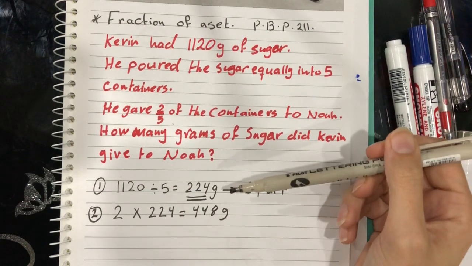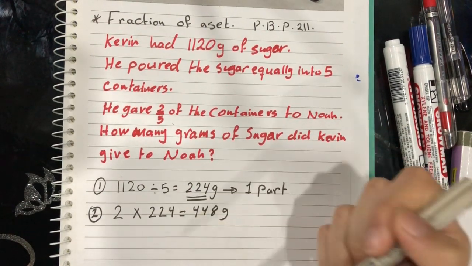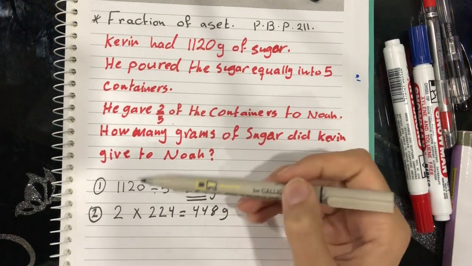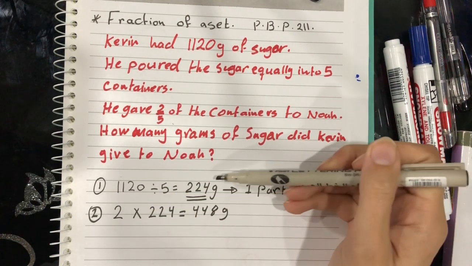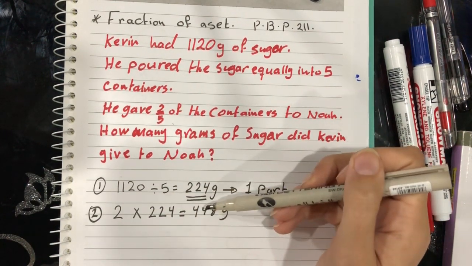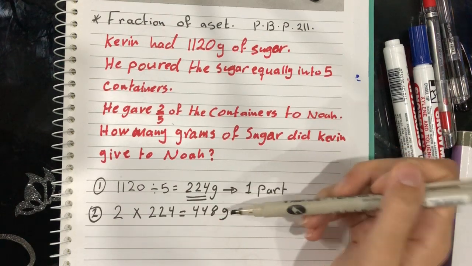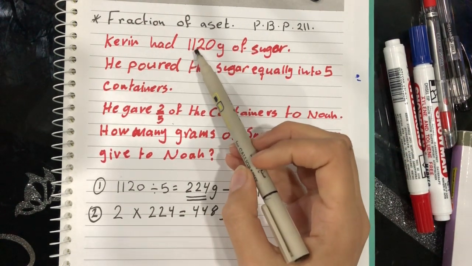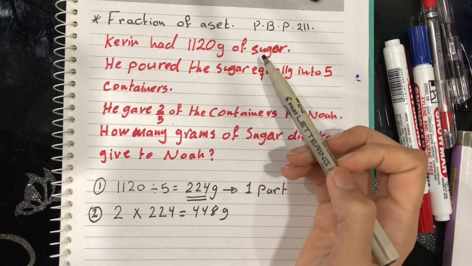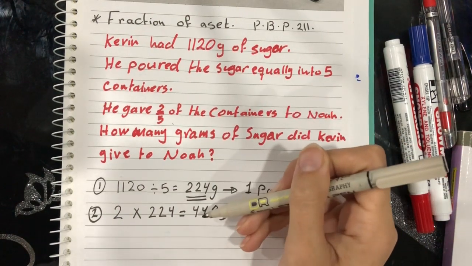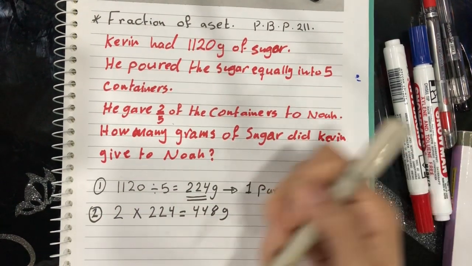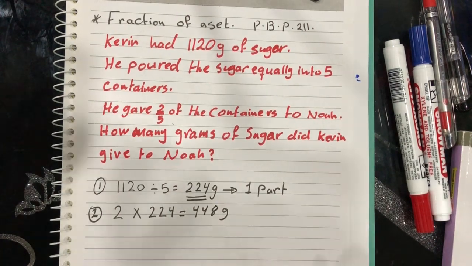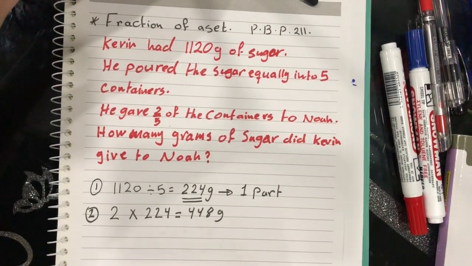This is 1 part. Now, the second step will always be to multiply the numerator, which is 2, times 1 part, which is 224, which will give me 448 grams. So from the 1120 grams of sugar that he had, he gave Noah 448 grams, and he saved the rest. Now let's take a look at another question.